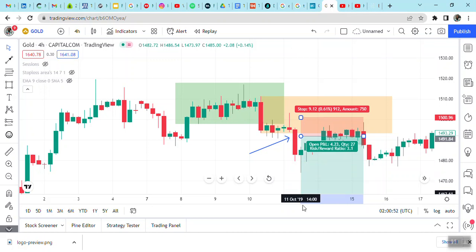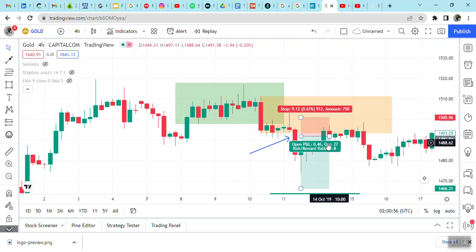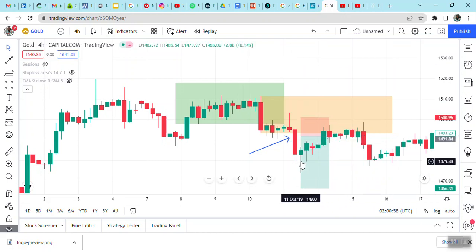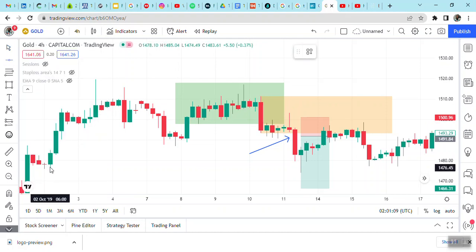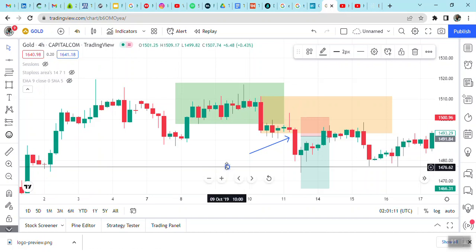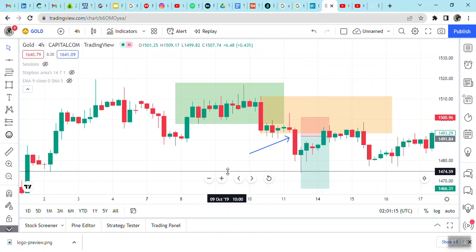Let's say you can have your first take profit somewhere here. So you have to really reference it from this point. For example, you can reference it from this point. You can see from this point, so you might want to put your take profit somewhere here.